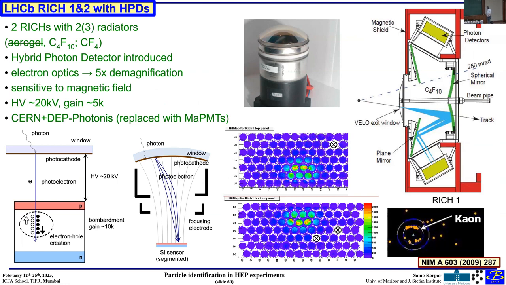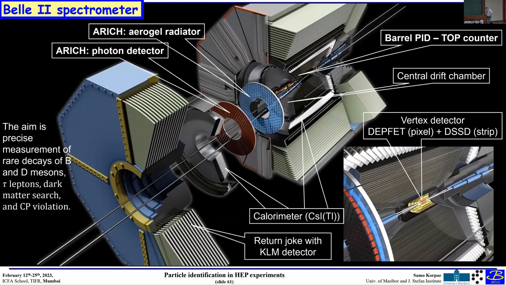Here is the C4F10 again, and there was initially also an aerogel radiator here, but as I said, in the occupancies here, the rings from the few photons from the aerogel were lost. So this is another example of a similar configuration of the RICH detector.